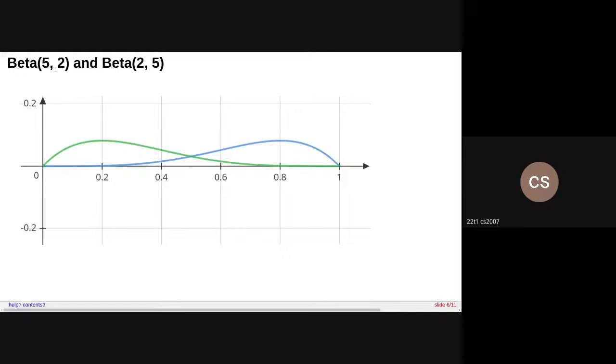So 5 by 7 is going to be close to 1, whereas 2 by 7 is going to be close to 0. Closer to 0, right? Yeah, I think that's a very useful way of looking at it. Thanks. Did everyone get that point?